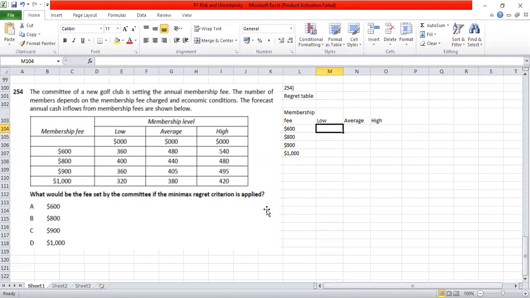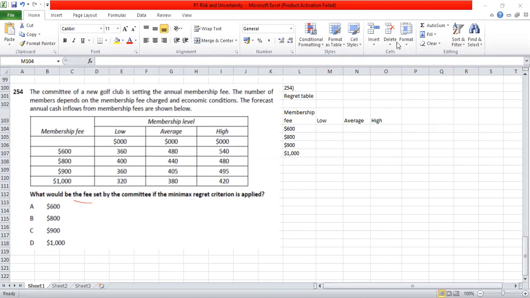The question is about the minimax regret. If the minimax regret criterion is applied, which one would be selected? So first we need to prepare the regret table. The criterion is about the fee. Okay, the criterion is about the fee.